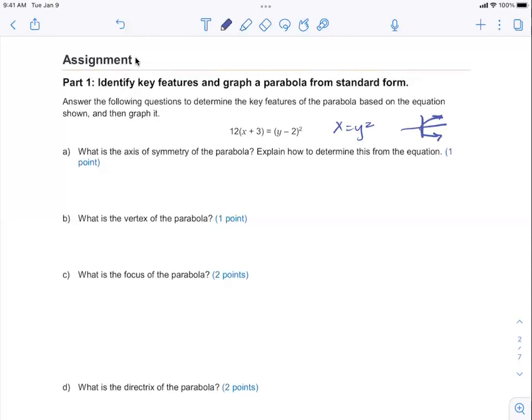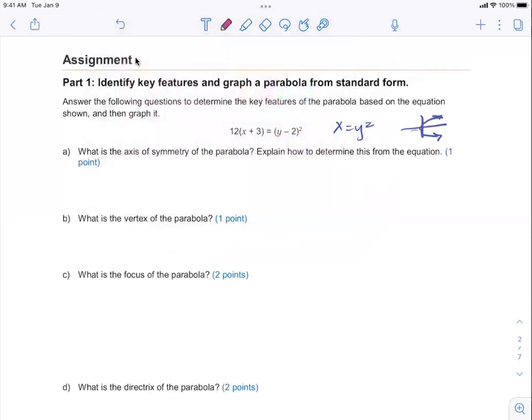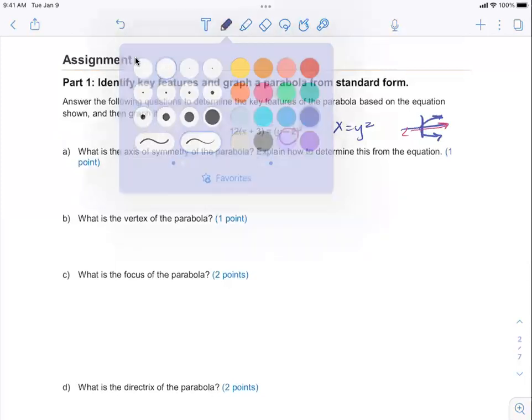The axis of symmetry is going to be the line that goes right through the middle of the parabola. But for this particular problem, it's been shifted up 2. So our axis of symmetry is y equals 2.